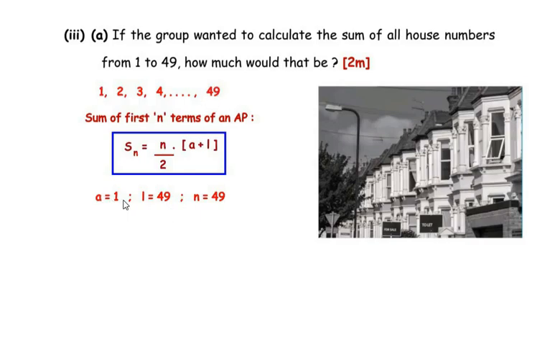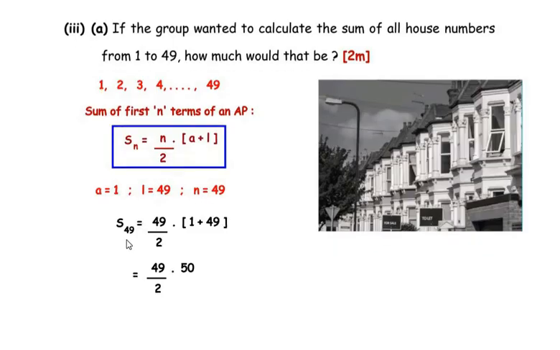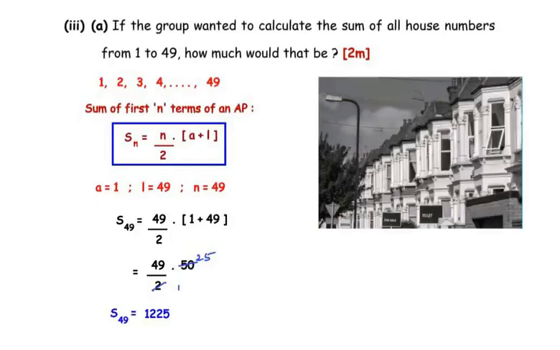So let us plug in the values of a, l and n in this formula. So S49 is equal to 49 over 2 times (1 plus 49). So this is going to give us 49 over 2 times 50, since 1 plus 49 gives us 50. Now 2 divides 50, that is 2 1 times is 2 and 2 25 times is 50. So 49 times 25 is going to give us the sum of all house numbers from 1 to 49 as 1225. So this is our answer.